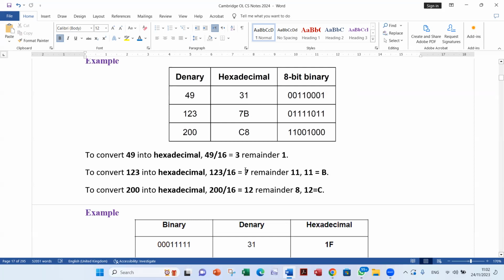132 divided by 16, this is 7, remainder 11, and 11 is B. 200 divided by 16, 12, remainder 8, and 12 is C.